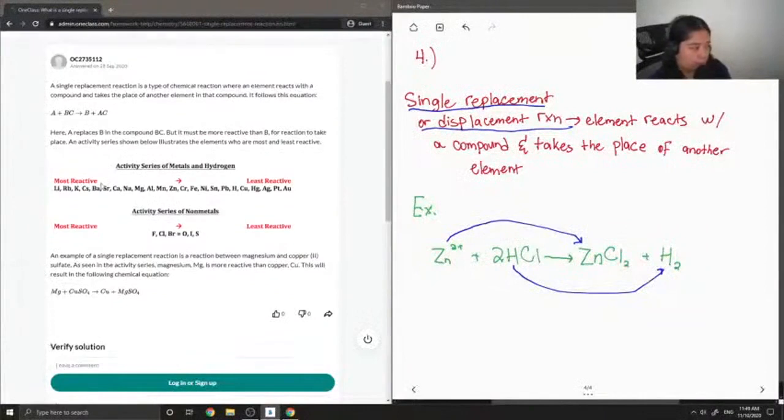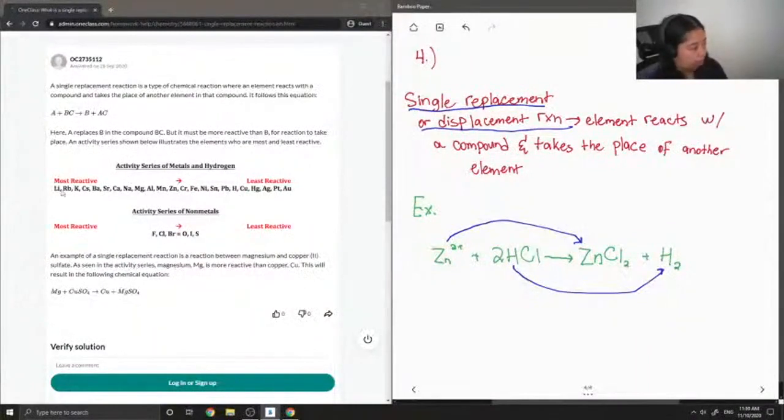So this is why the activity series would be used for these types of questions. So an activity series shown below illustrates the elements who are most reactive and least reactive. So when you have questions like this on a test or like on a quiz, most of the time the activity series is given and you have to figure out whether or not these reactions take place or not.